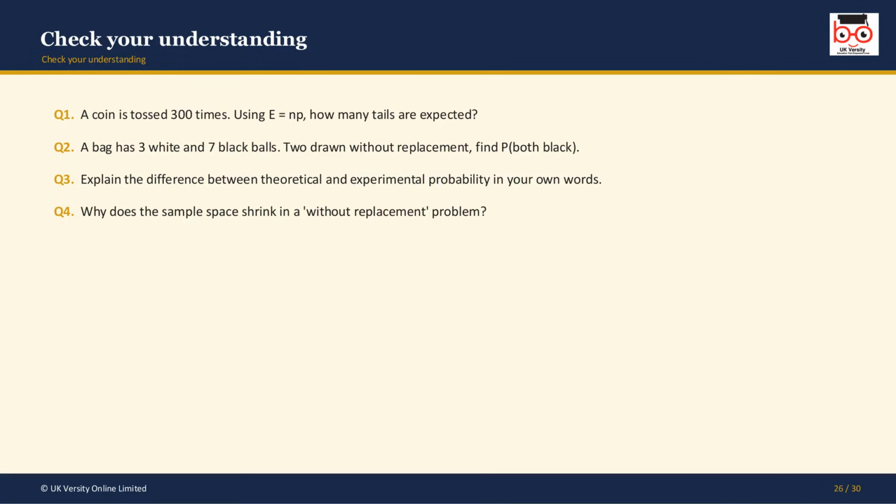Time to check yourself. A coin is tossed 300 times, so using E = np, how many tails would you expect? A bag has 3 white and 7 black balls, and 2 are drawn without replacement. What's the probability both are black? Can you explain in your own words the difference between theoretical and experimental probability? And why does the sample space shrink in a without replacement problem?